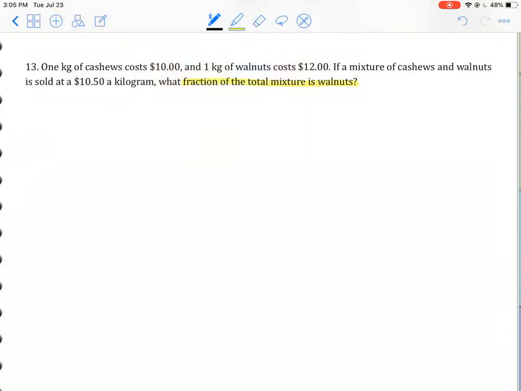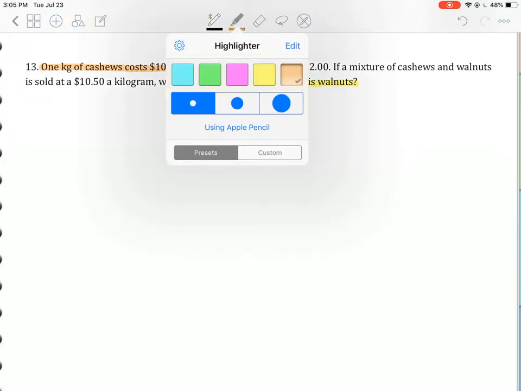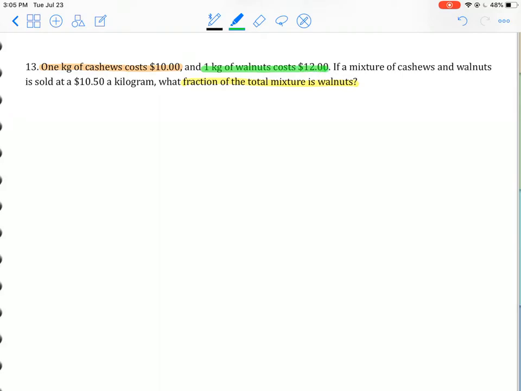And let's back up and see what we know. 1 kilogram of cashews is $10. And 1 kilogram of walnuts is $12. And the mixture that we want to buy is $10.50 a kilogram. So everything is in terms of 1 kilogram. That's very handy. So what we need to do is figure out how the cashews and the walnuts are priced in relation to our mixture.